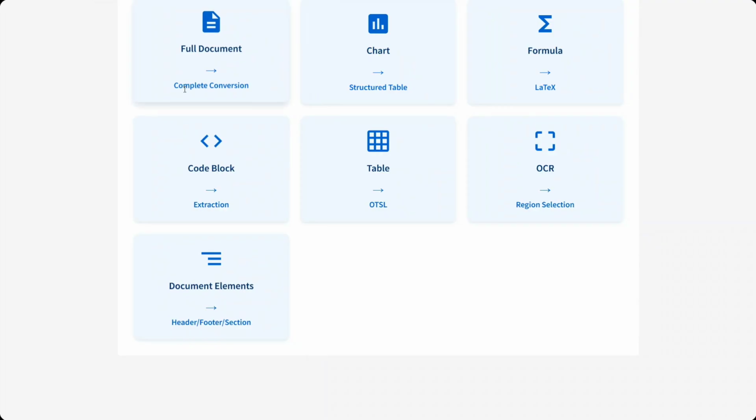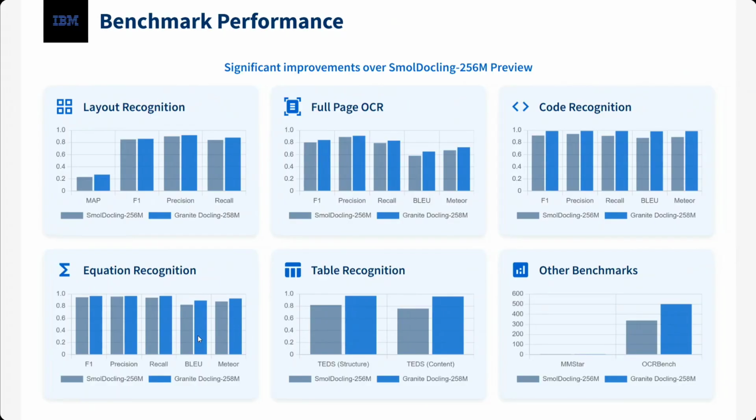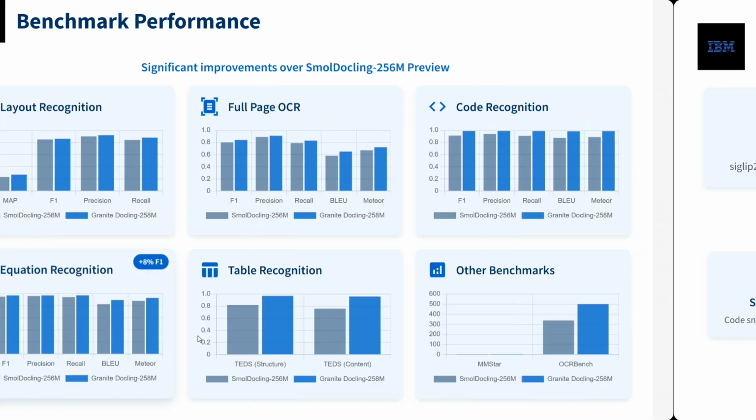As you can see, full document, complete conversion, charts into structured tables, formula into LaTeX, code blocks into extraction, table into OTSL, I'm not sure what this is, OCR into region selection and document elements, header, footer sections is also extracted. Talking about the benchmarks, as you can see, the model is quite good compared to its rival SmolDocling 256M. The model is beating SmolDocling on most of the benchmarks and looks to be a significant improvement on the existing SOTA model.